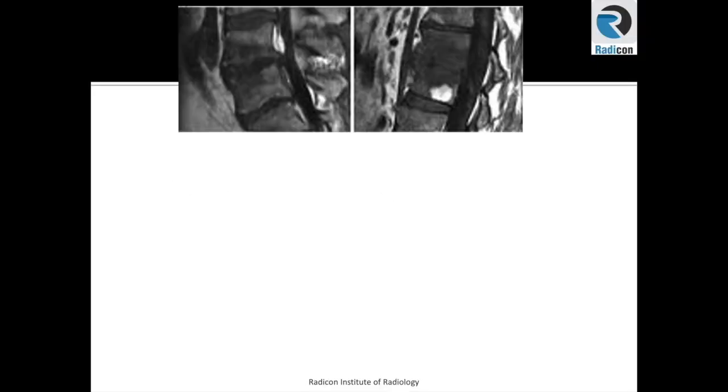Let's look at these two cases simultaneously. Both are T1 weighted sagittal acquisitions from two different patients demonstrating end plate degenerative changes. You can see that there is reduced T1 signal around the end plate in both patients. Which one of those represents end plate degeneration and which one is discitis?